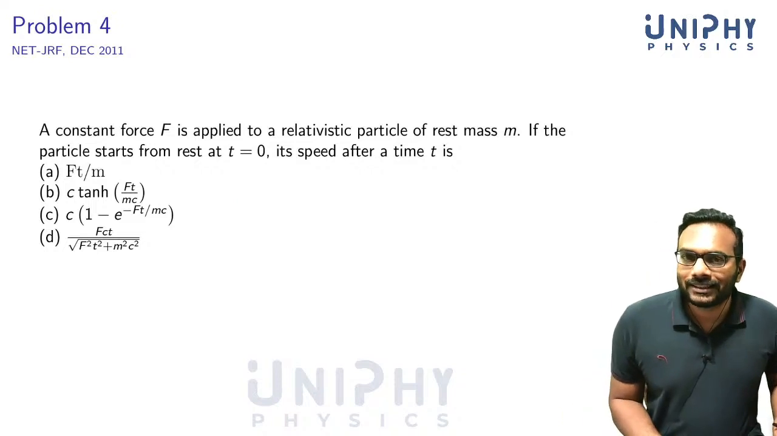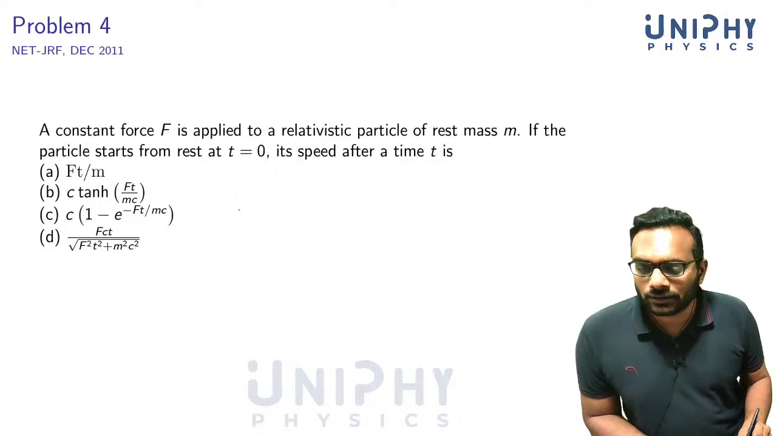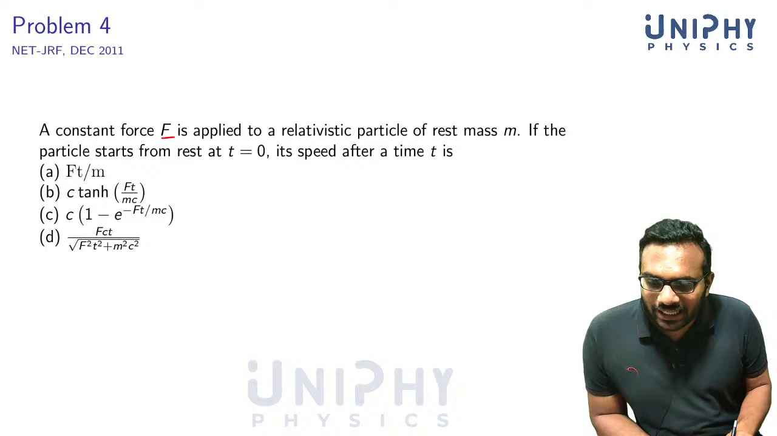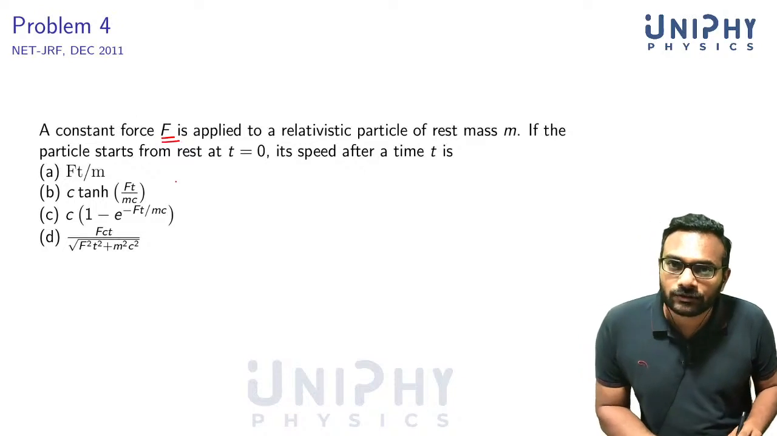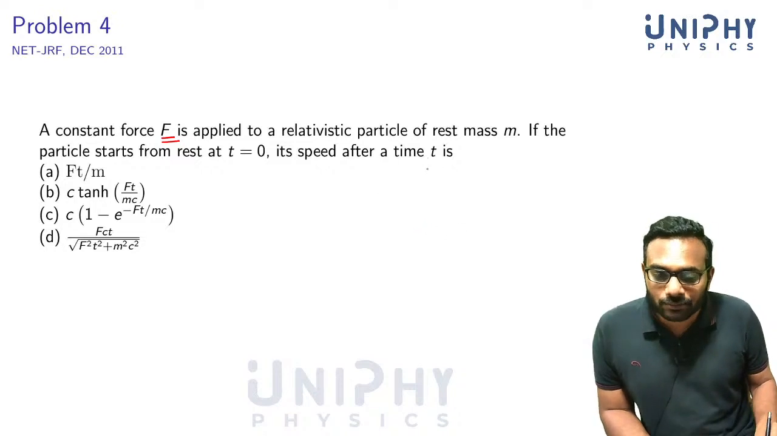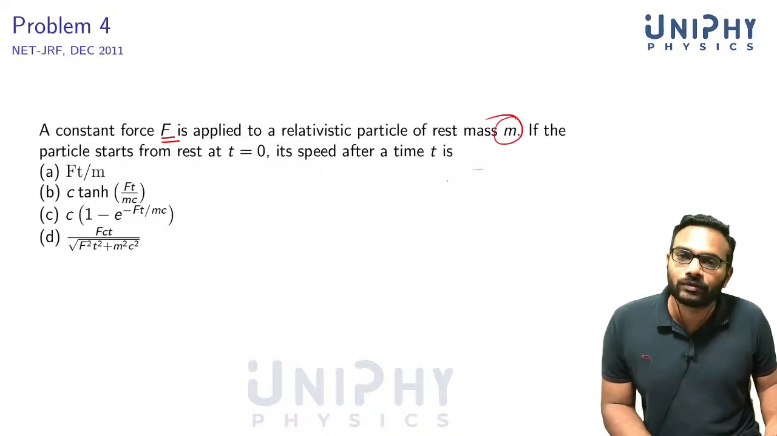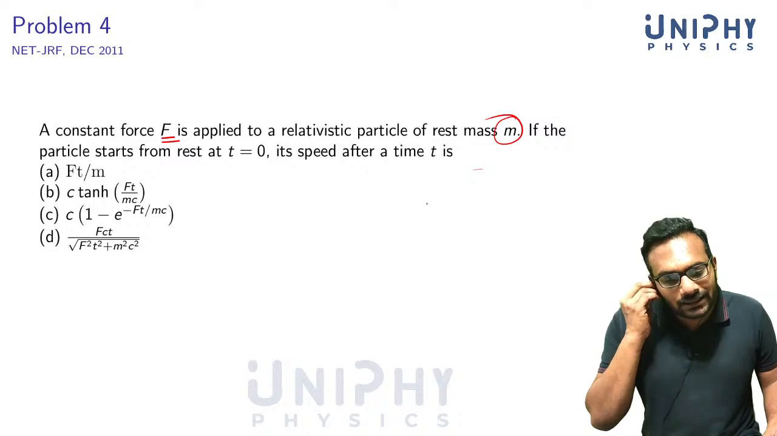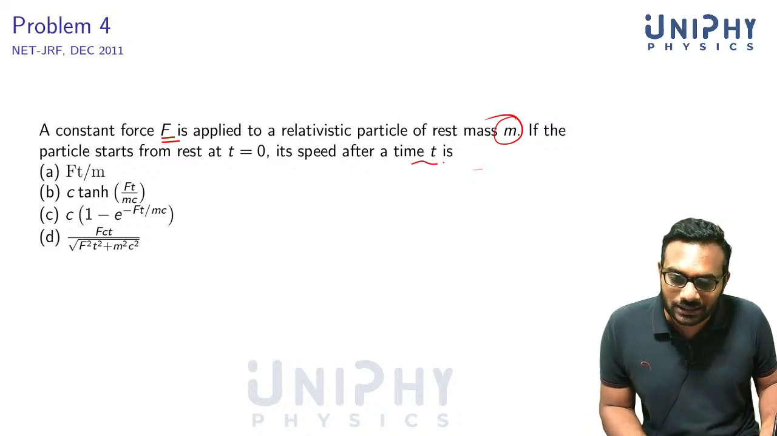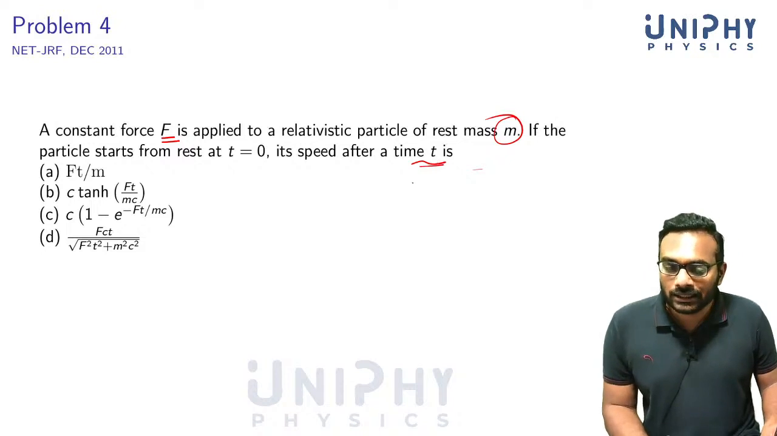All right, here is the next question. We are continuing our problem session. A constant force F is applied. It's a constant force, it does not change with time. A constant force F is applied to a relativistic particle of rest mass m. If the particle starts from rest at t equal to 0, what's its speed after a time t?